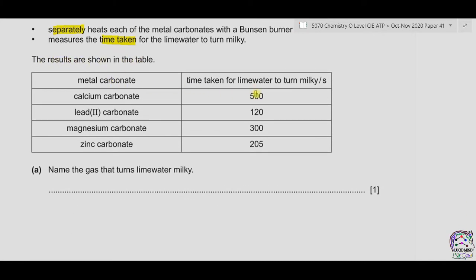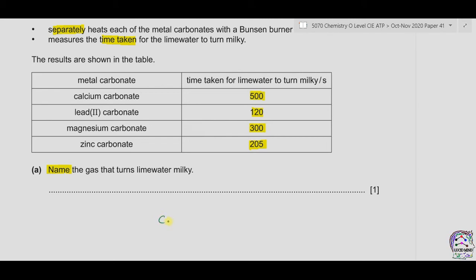This is the results. We can see that 500 seconds have been taken by calcium carbonate, 120 seconds by lead 2 carbonate, 300 seconds by magnesium carbonate and 205 seconds for zinc carbonate. A. Name the gas that turns lime water milky. We just have to write the name.